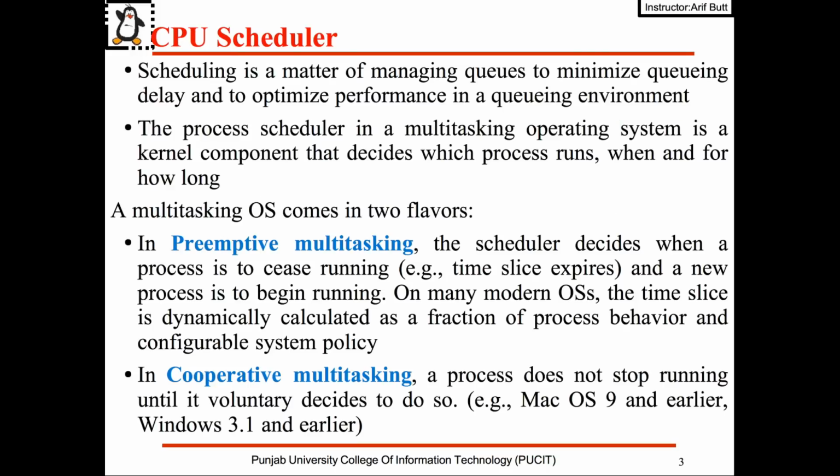Well, we all know that scheduling is a matter of managing queues to minimize queuing delay and to optimize performance in a queuing environment. And the process or CPU scheduler in a multitasking OS is actually a kernel component that decides which process runs when and for how long. We all know that multitasking OSs come in two flavors, the preemptive multitasking OSs and the cooperative. Some examples of cooperative multitasking operating systems are Mac OS 9 and earlier versions, and Windows 3.1 and earlier.